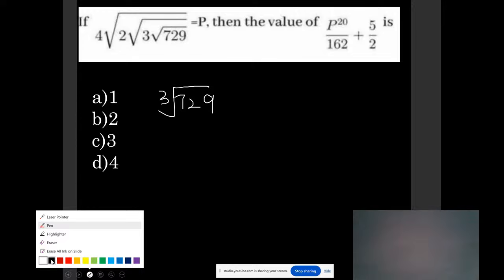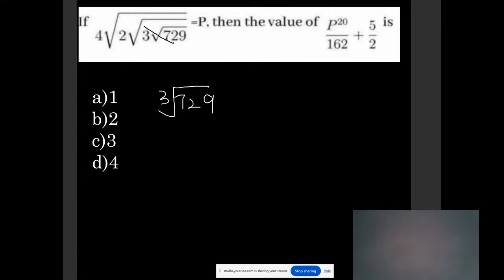So first we have cube root of 729. Cube root of 729 is 9. So what we can do is cancel this one. This value is equal to 9. Next, that is square root of 9. Square root of 9 value is equal to 3. So this comes under square root. Now we can cancel this one and we can take 3 in this place.